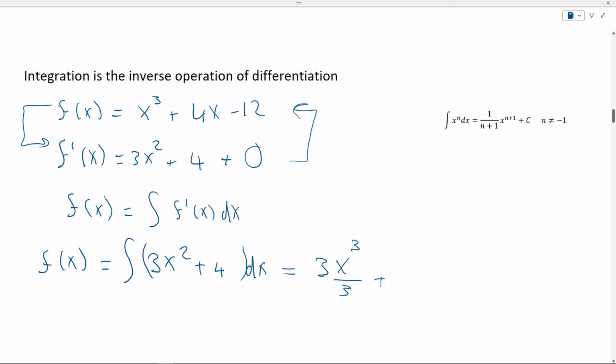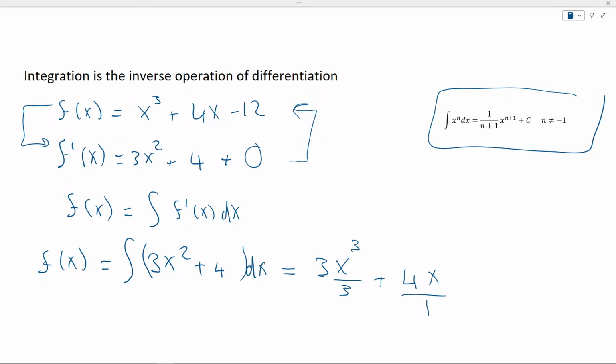Plus 4, let's just apply the rule here. This is like x to the power 0, because x to the power 0 is 1. So you add 1, so that would be 4x, and you divide by 1.